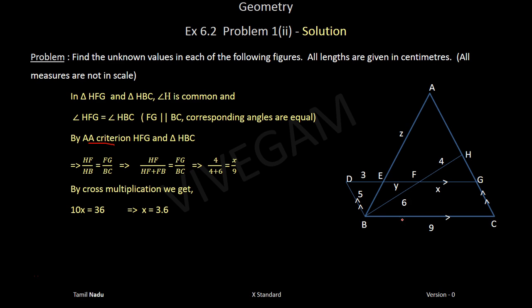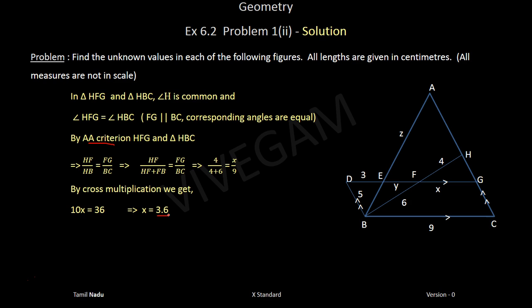You can check it out here. So BC is 9, FG is X, and HF is 4, and HB will be 4 plus 6. So you are getting an equation in X. Now this will be 4 by 10 equal to X by 9. Cross multiply, you will get 10X equal to 36, or X equal to 36 divided by 10, that is 3.6. You got it?